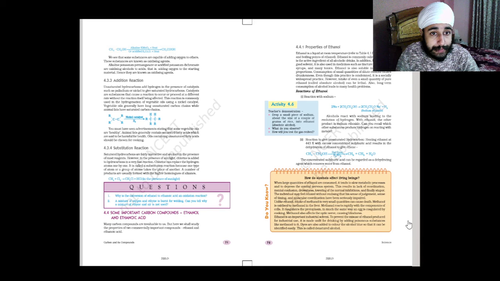It is also used in medicines, as well as in tincture of iodine, which is used for wounds or scratches on the skin, cough syrup, and many others. Ethanol is also soluble in water in all proportions. Consumption of even a small amount of dilute ethanol causes drunkenness, and even though this practice is condemned, it is socially widespread. However, intake of even a small quantity of pure alcohol can be lethal.